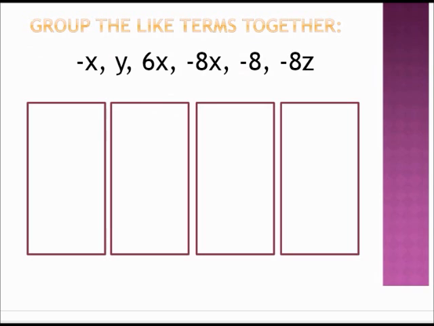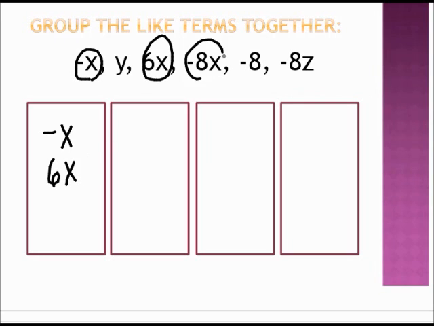All right, now we're going to group these like terms together. We're given all these different mathematical terms. We have to figure out which ones are alike. So I'm going to start with negative X here. And which one would be a like term? Well, we have a 6X. That would be a like term. We also have a negative 8X. So that is also a like term.